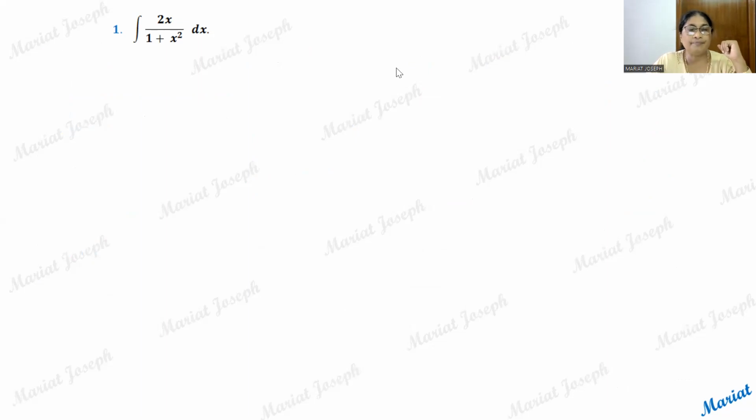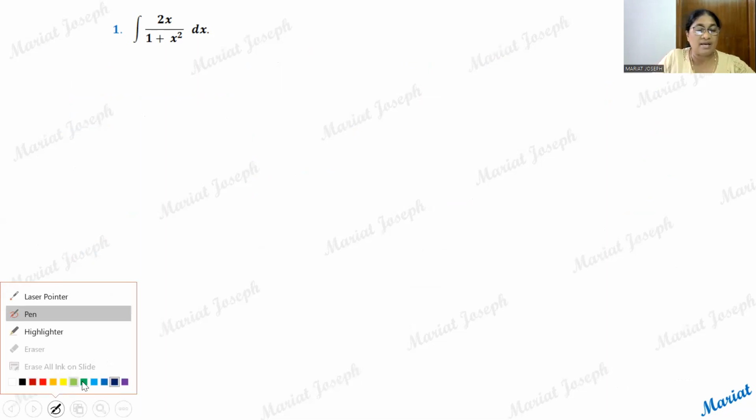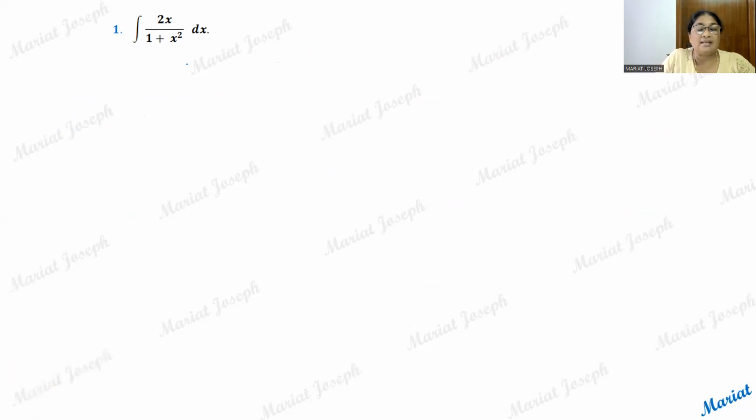Question number 1. Integral of 2x upon 1 plus x square. For 39 questions are there. Let's do as many as possible today. Here you notice one thing. I'm going to take this x square.